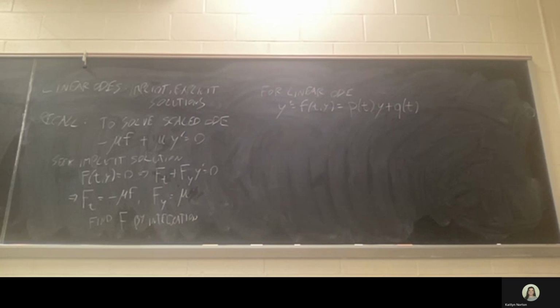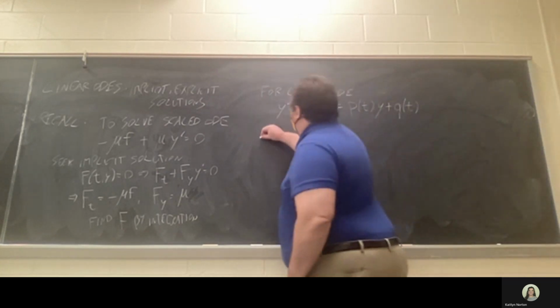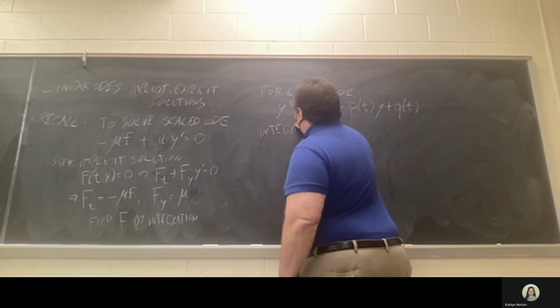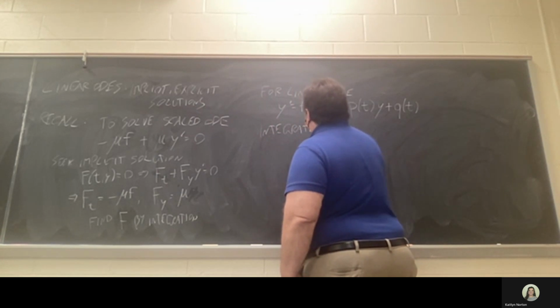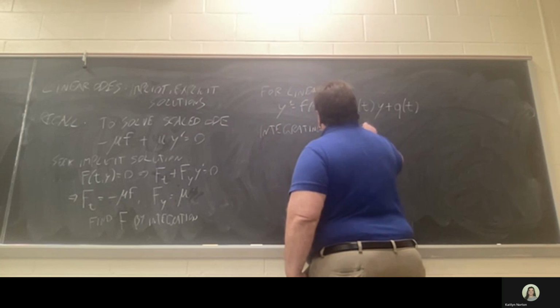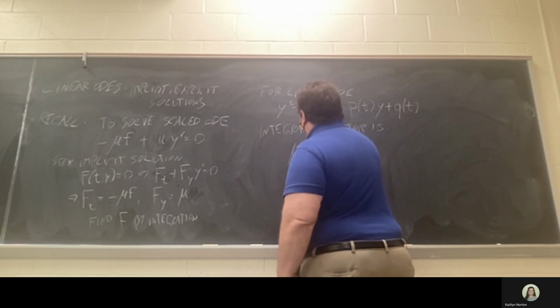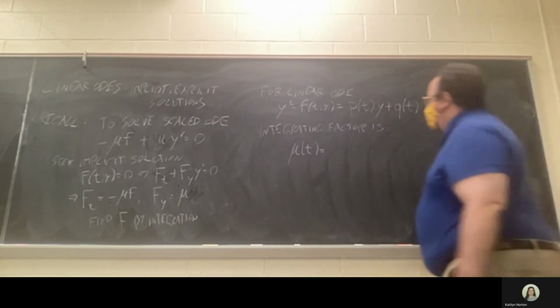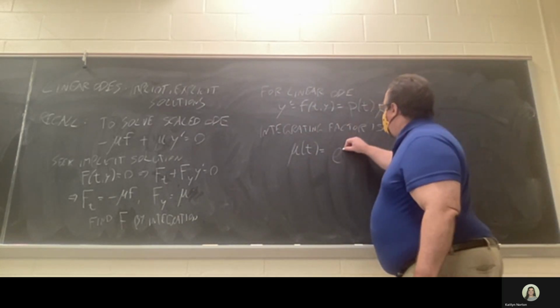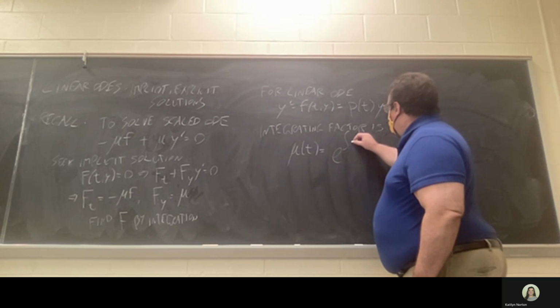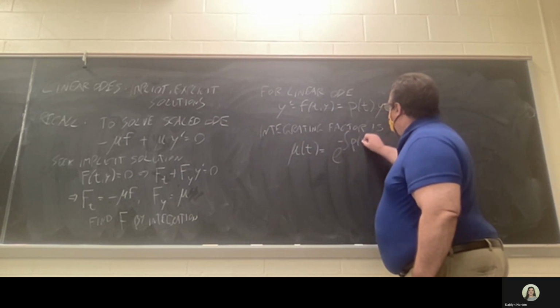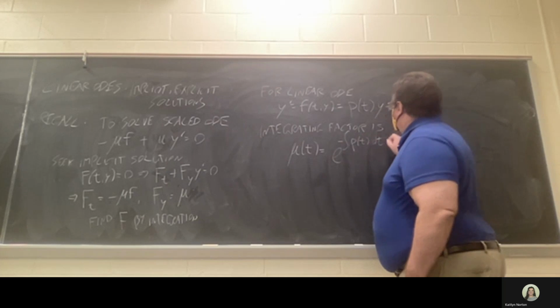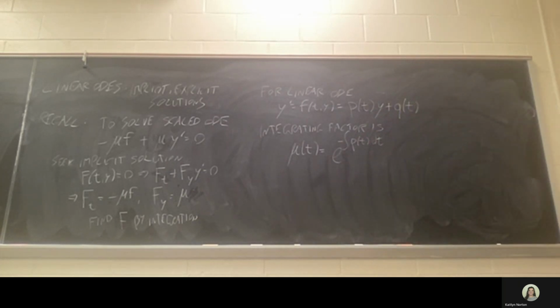All right. Now, last time, the integrating factor was actually worked out, and it was a function mu of only t, and it was given to be e to the integral of minus p of t dt. All right.